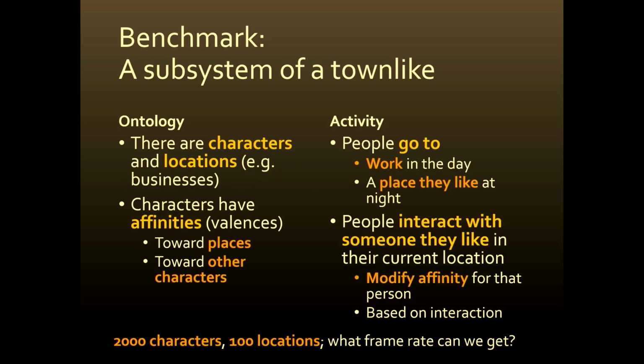All right, so what we wanted to do was a head-to-head comparison where we implemented the same thing in our language and in C# and compared the code size and performance. So our benchmark is going to be a subsystem of a town-like sort of game. You've got characters, you've got locations. The characters have affinities for one another. They have opinions about one another and about locations. And the basic loop is you go someplace you like, and when you're there, you talk to someone you're interested in, and depending on how the interaction goes, it increases or decreases your affinity for them.